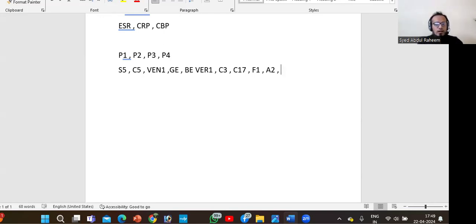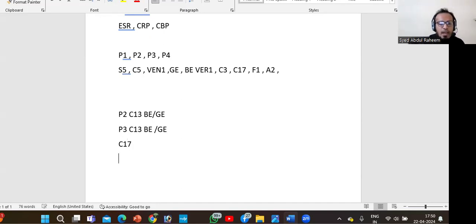So these are the remedies we need to select from. So basically, the formula we will give in bronchitis is P2, C13, BE, or GE sometimes. Initially you can give BE, and P3, C13, BE or GE. You can add C17 to remove the excess mucus.